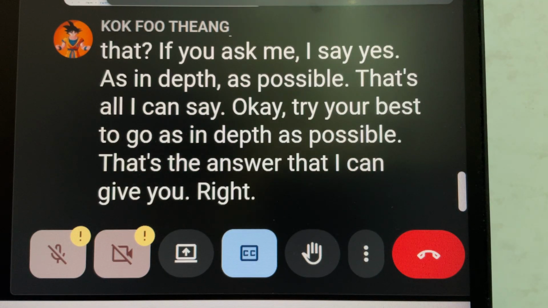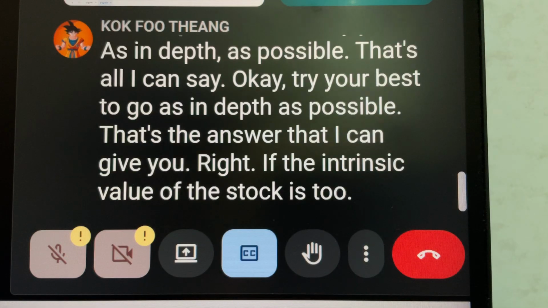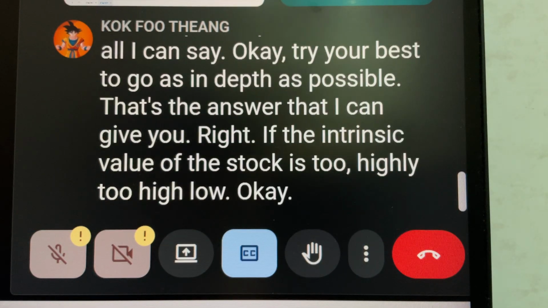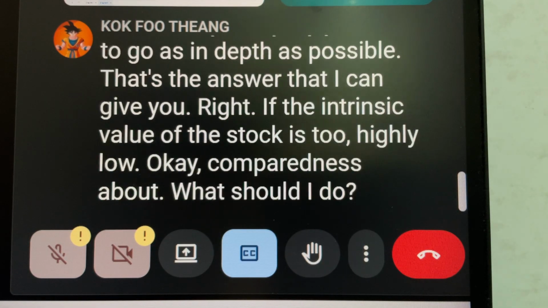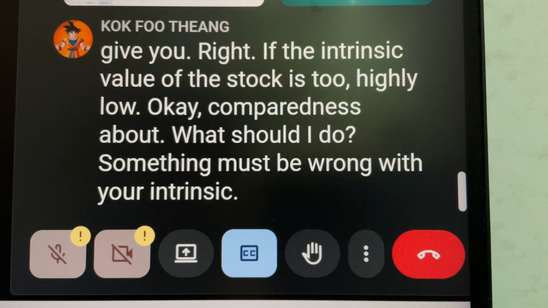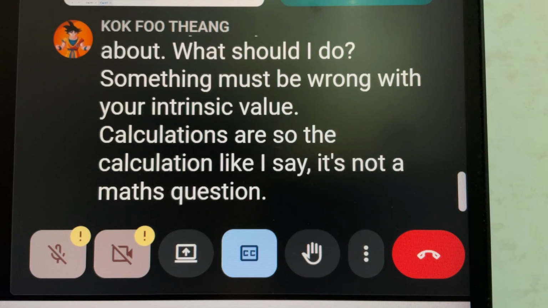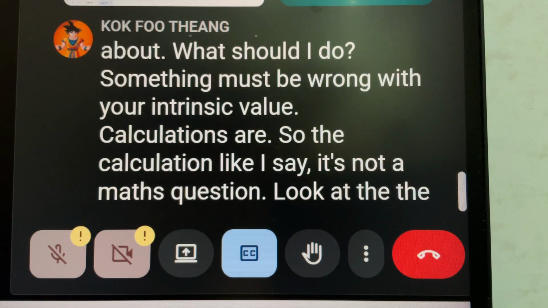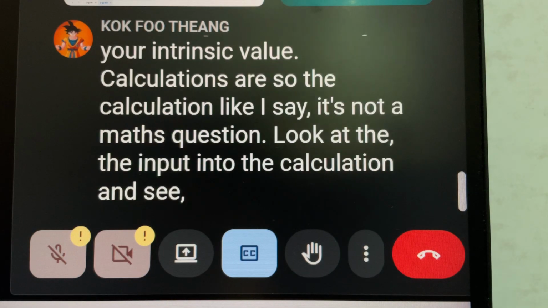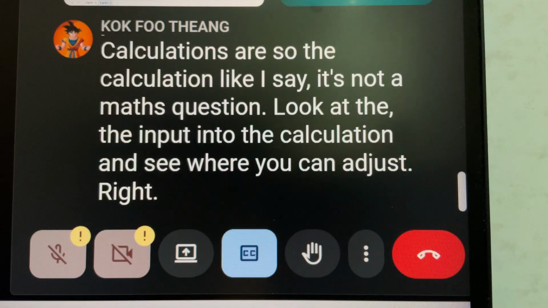If the intrinsic value of the stock is too high compared to the market price, what should I do? Something must be wrong with your intrinsic value calculations. Like I said, it is not a maths question. Look at the inputs into the calculation and see where you can adjust.